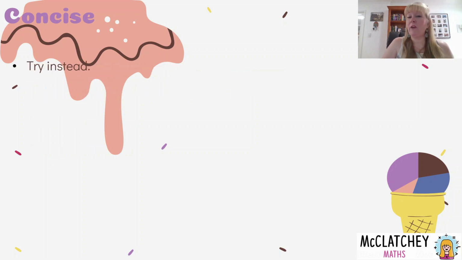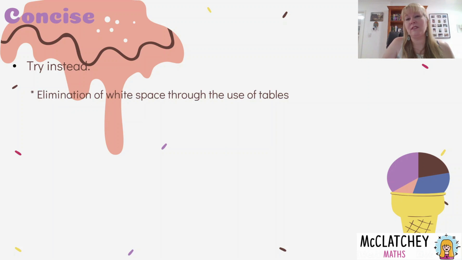Instead, why not consider a few of these tips? Eliminating your white space through the use of tables. And I've talked about this across various videos. So rather than having a whole lot of dot points down one side of the page and all this white space here on the right hand side, what you could do is put these points into a table together, and that makes that white space used more effectively and also frees up a lot of your page count as well.